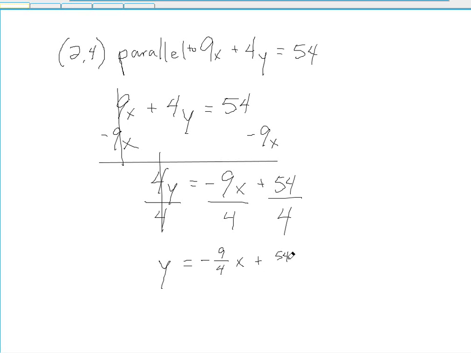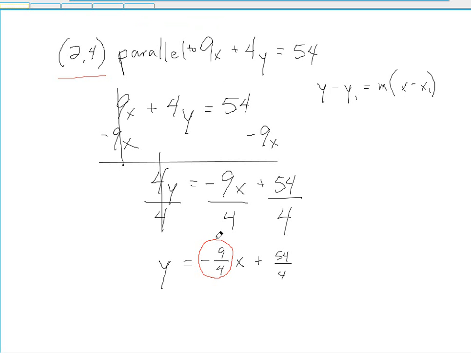54 over 4. I'm not even in need of that because this is what I want. This is the information I'm trying to get from this problem. What is the slope of this guy? Now that I know what the slope is, I can use that along with the point they gave us, slope and a point, point, slope, to arrive at the equation of the line, which is what they want for this particular problem.